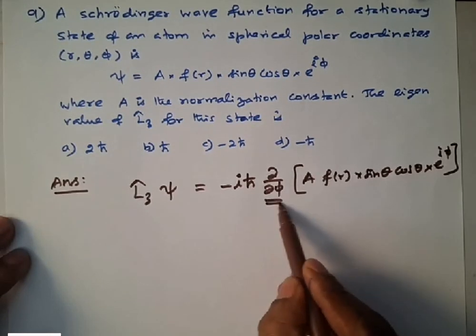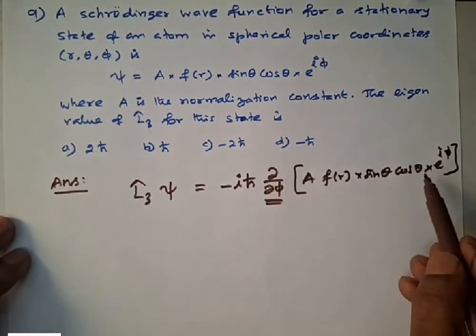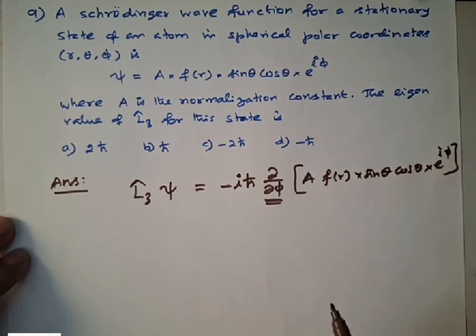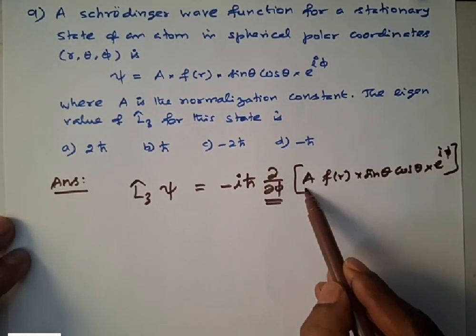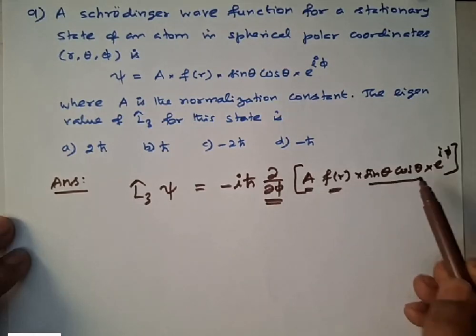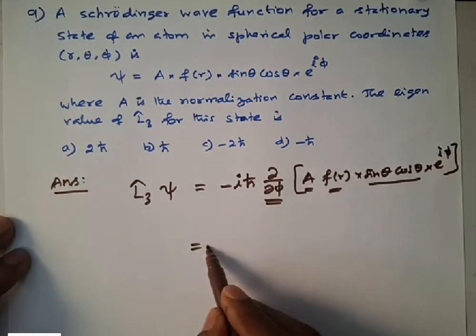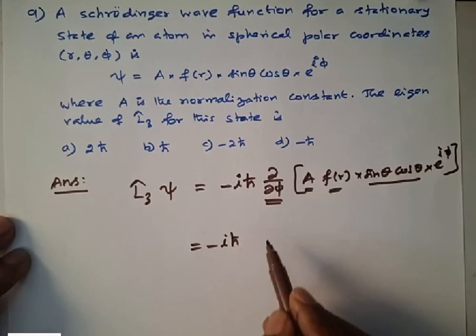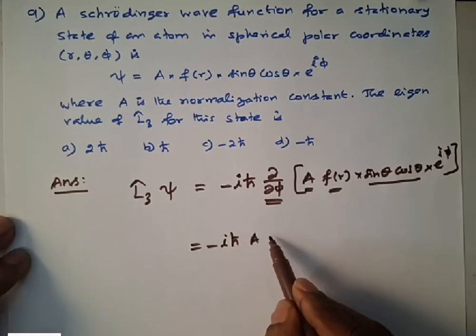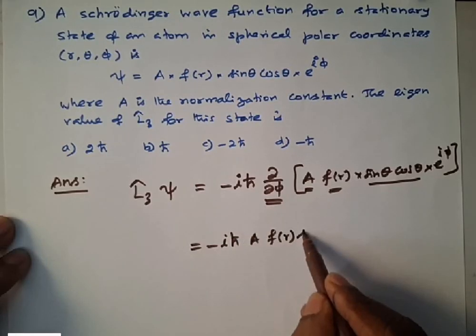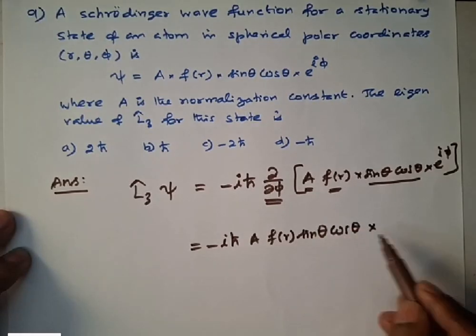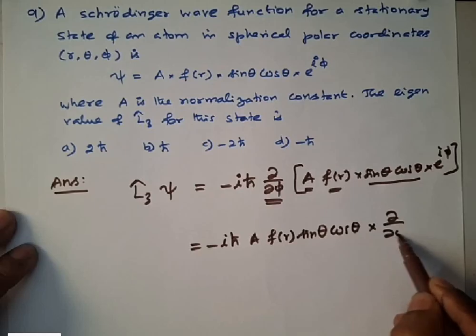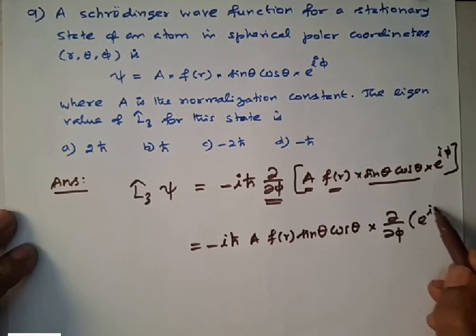Now see, this operator operates only on the function having the function phi. It operates only on phi. Therefore, this part and these are all constants, so you can keep them out. So minus iħ, okay, I'll keep all these things out: A into Fr into sine theta cos theta, then differential ∂/∂phi on e^(i phi).